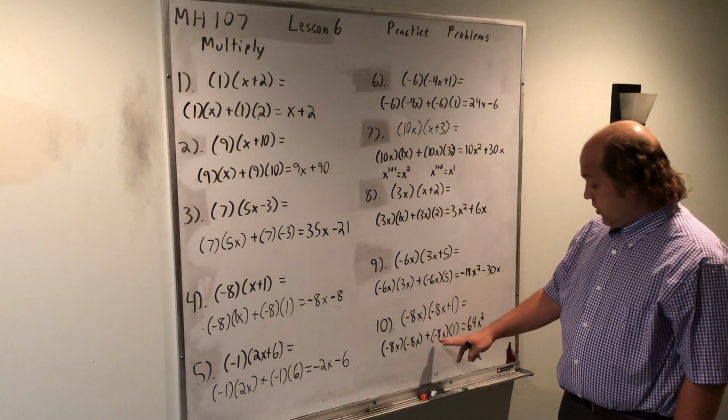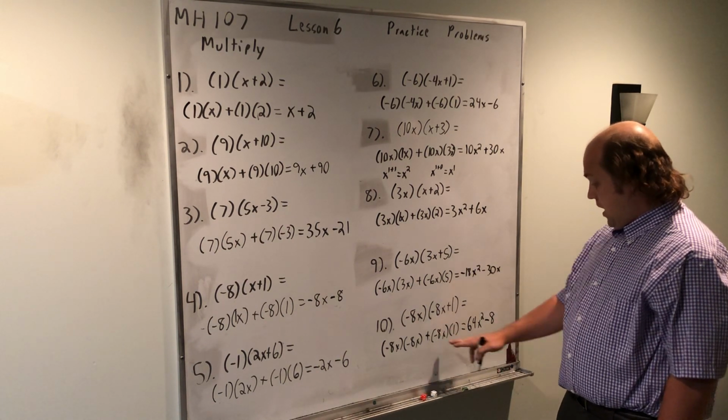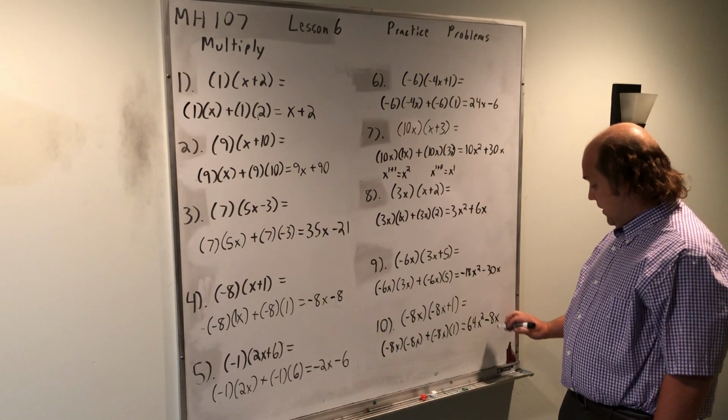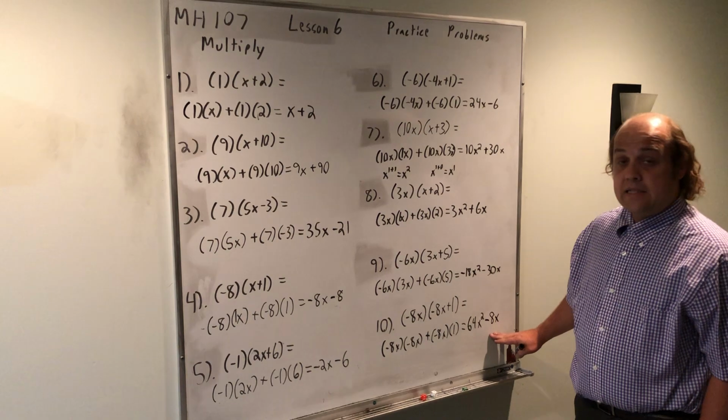The second term, we're taking a negative 8 times a positive 1. That gives me negative 8. And I'm keeping that single power of x. So my final answer is 64x squared minus 8x.